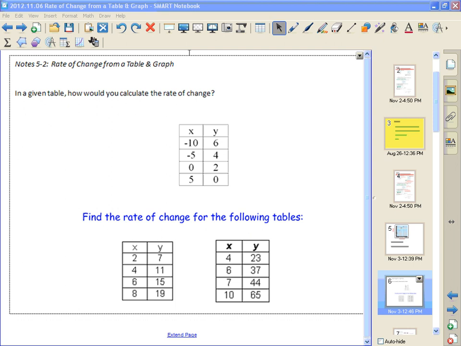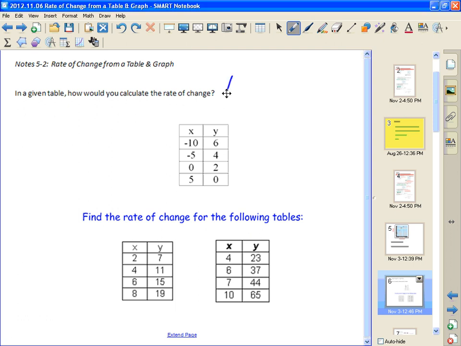So far this year, the only thing that we've called rate of change is change in y over change in x. So really all we're going to be looking for is what our y's and our x's change by each time. So on this first table, what I'm going to do is look at the y column. I'm going to say, all right, from 6 to 4, it decreases by 2. And then from 4 to 2, it decreases by 2. And from 2 to 0, it decreases by 2 again.